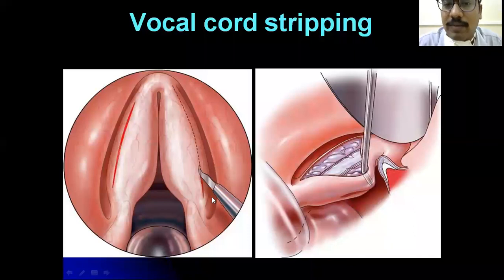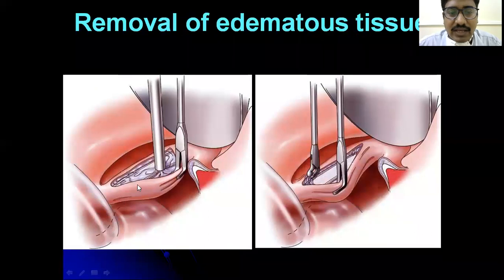Why are you giving incision from anterior commissure to posterior commissure? Because it is not a localized swelling. It is a generalized swelling. It extends from the anterior commissure to the posterior commissure. So you have to remove the disease from the whole length of the vocal cords. You are elevating the epithelial flap. Then you will see the edematous fluid in the Reinke space, and by using a suction cannula, you are removing the edematous tissue.